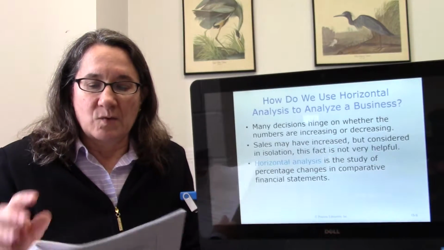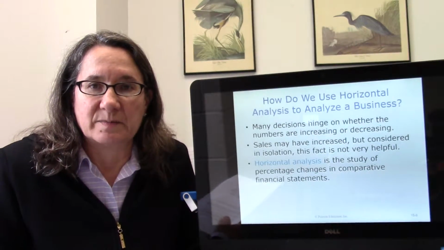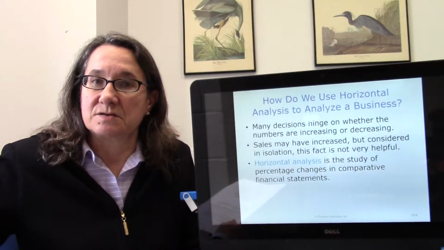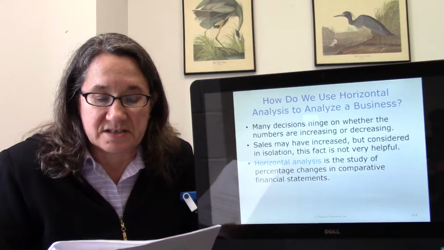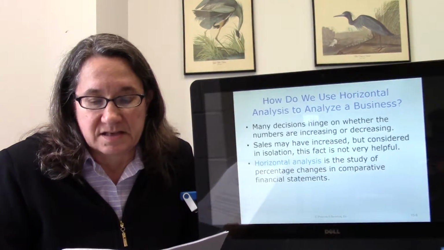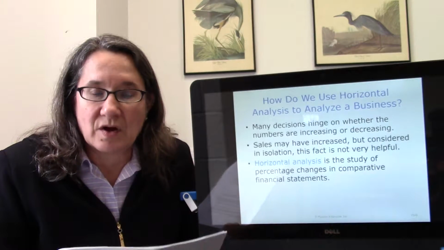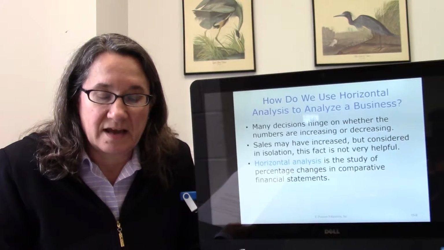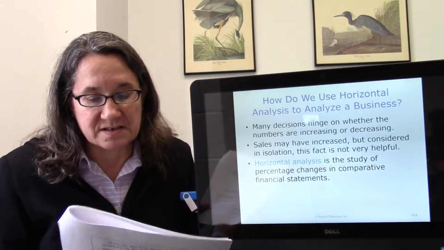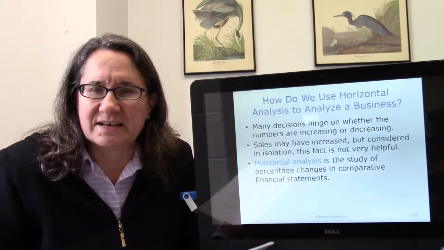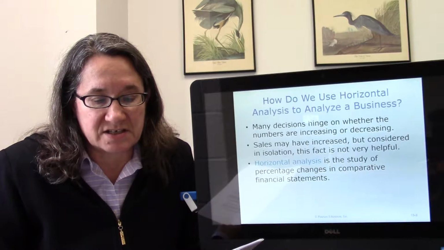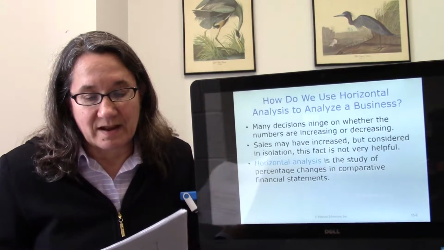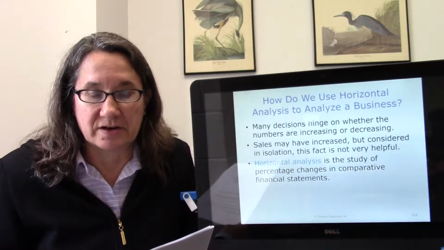All right. How do we use horizontal analysis to analyze a business? So remember, horizontal, that's just like it sounds, going across. Only what they're going to cross is years. Many decisions hinge on whether numbers like sales, expenses, and net income, for example, are increasing or decreasing. For example, have sales and other revenues risen from last year, and by how much? Sales may have increased, but considered in isolation, this fact is not very helpful. The percentage change in sales over time is more relevant and therefore more helpful. It is often more relevant to know the percentage increase than the dollar increase.